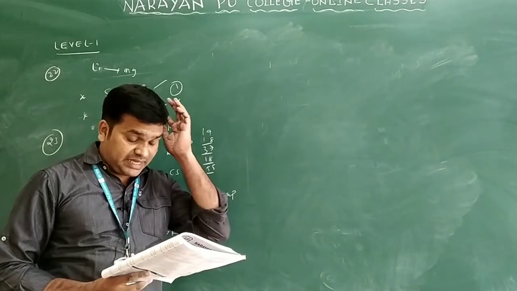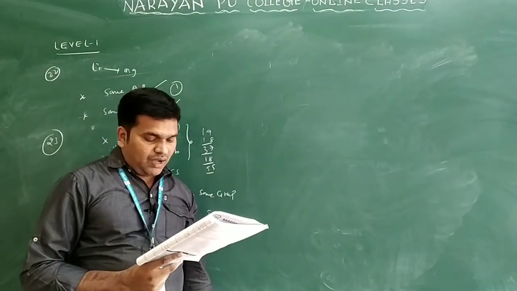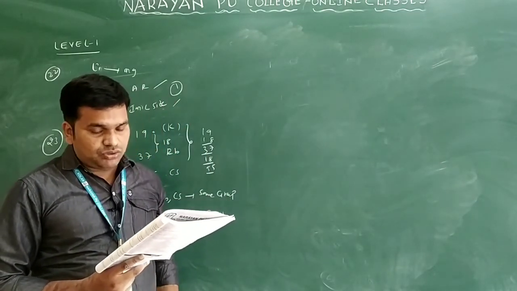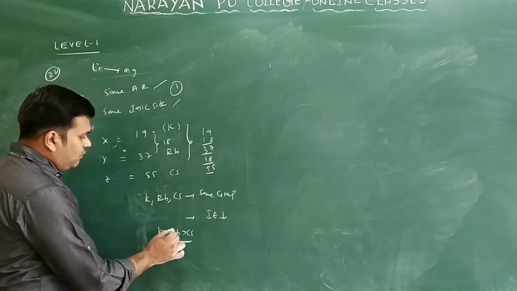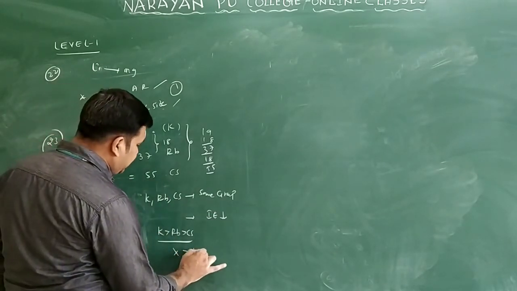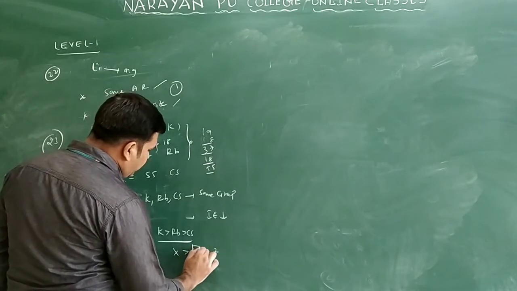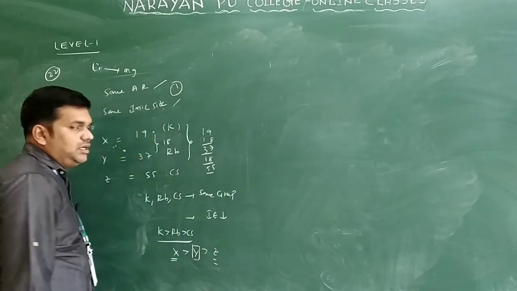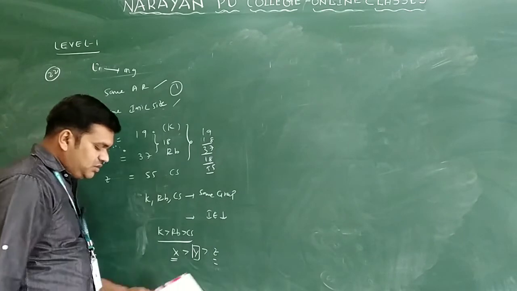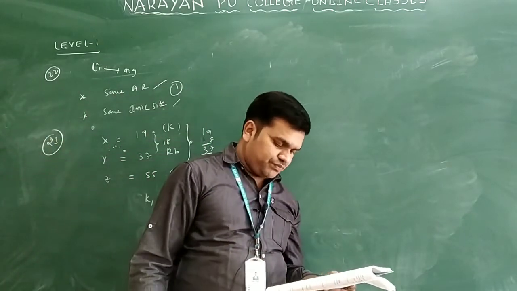That is not the right answer. Next, Y would have an ionization potential between those of X and Z. Suppose I write X is greater than Y greater than Z only. Y is in between X and Z. So the ionization potential of Y is in between X and Z. Okay, that we will take.